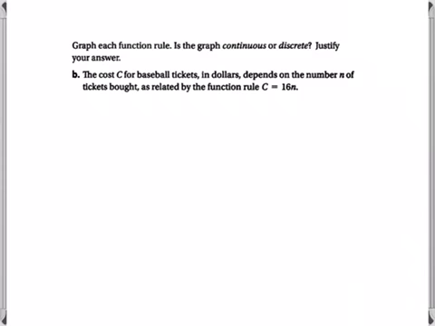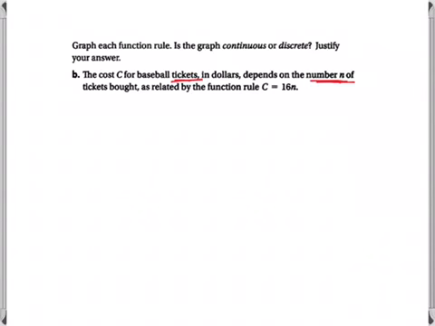In this problem, they're talking about the cost of baseball tickets in dollars. Depends on the number of tickets bought, related by the function rule C equals 16n. When determining discrete or continuous, the big thing to look at in this case would be the tickets, which in this case, the tickets themselves, or the number of tickets there is your independent variable. That independent item determines everything else.